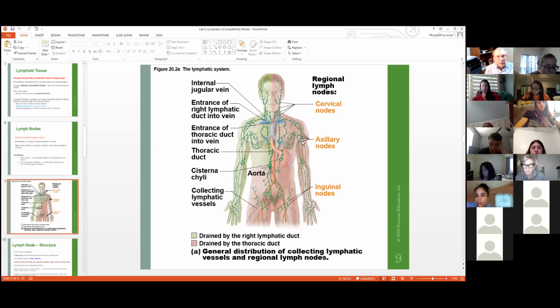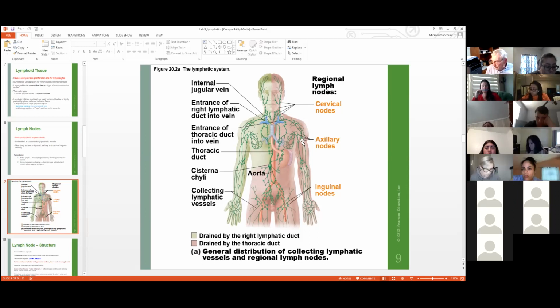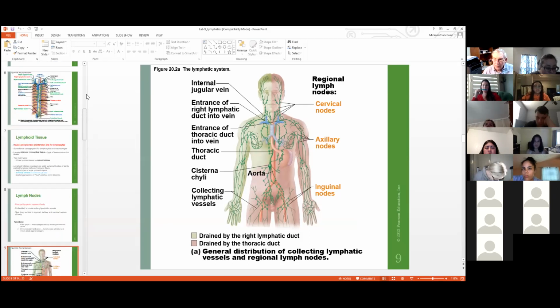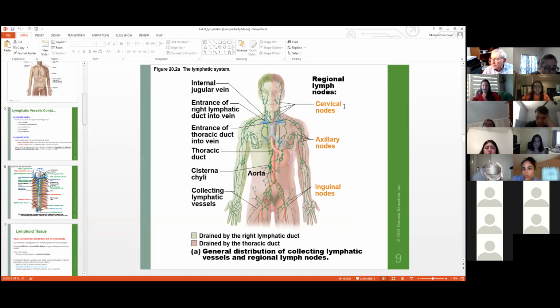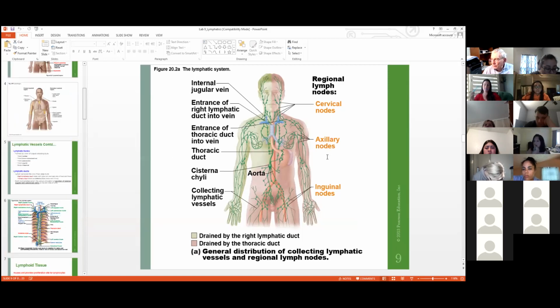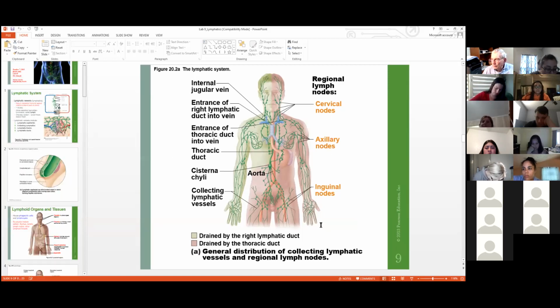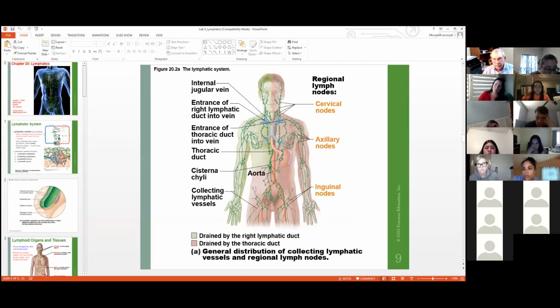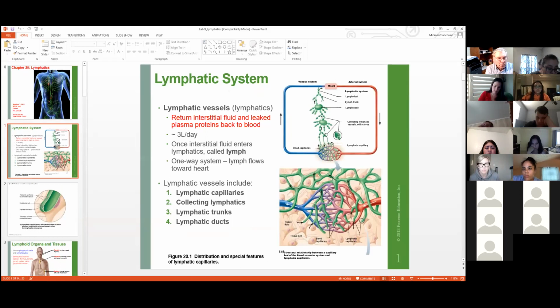I have a question on the blind capillaries. Those are like the beginning of a lymphatic capillary, and they absorb extra fluid? Yes. I know that on our exam, we had them leaking. Many of us had them leaking fluid.